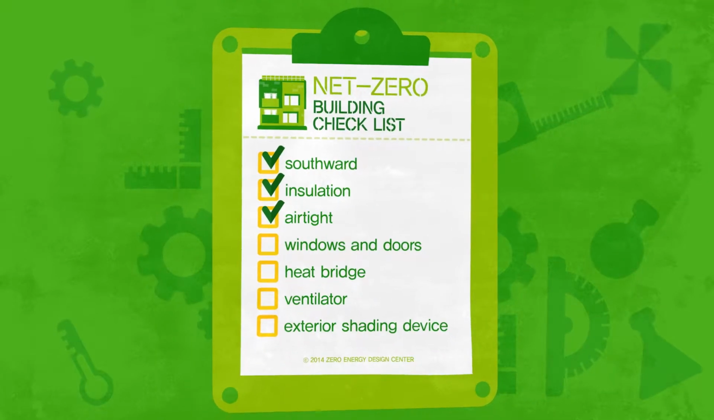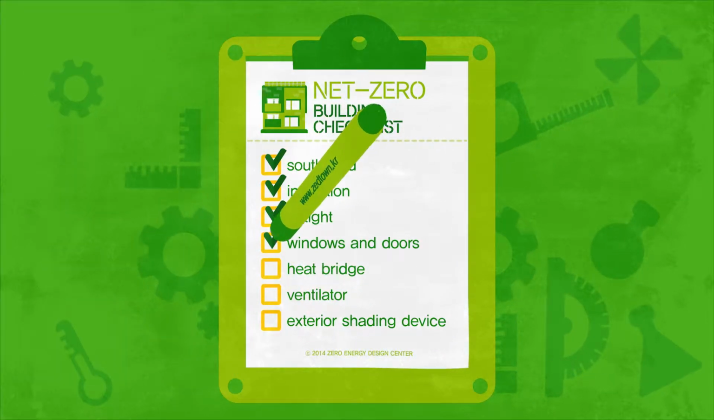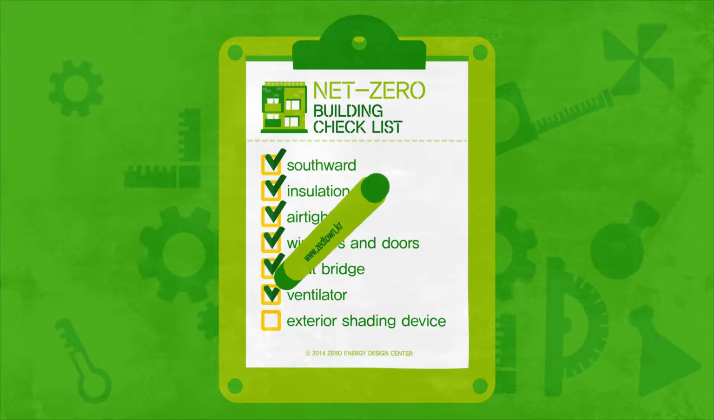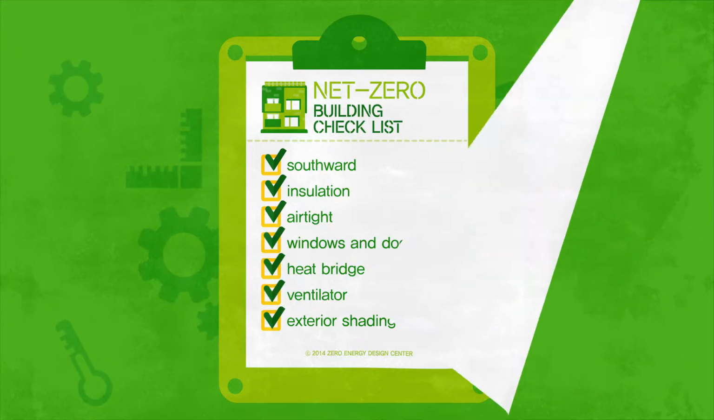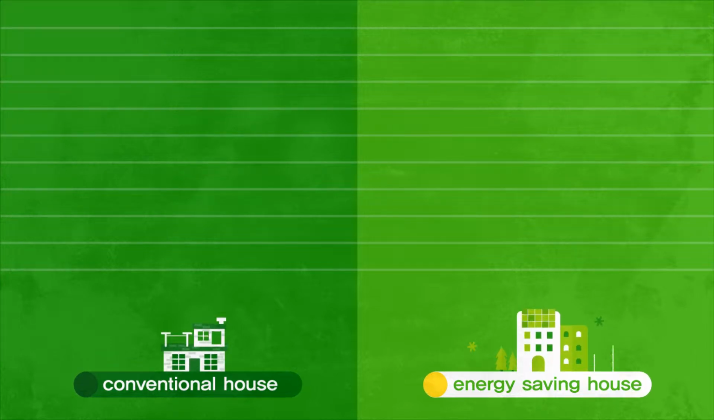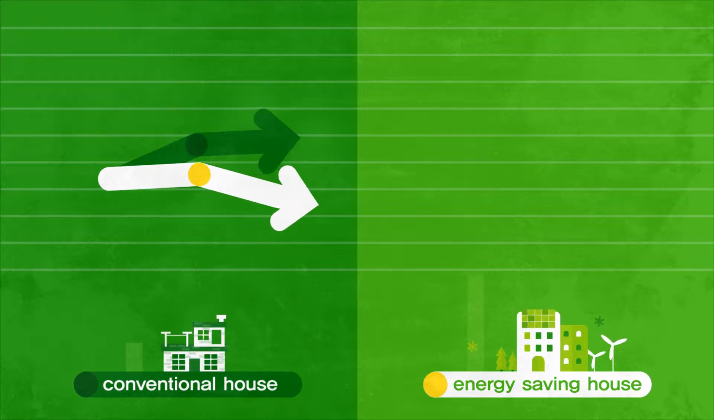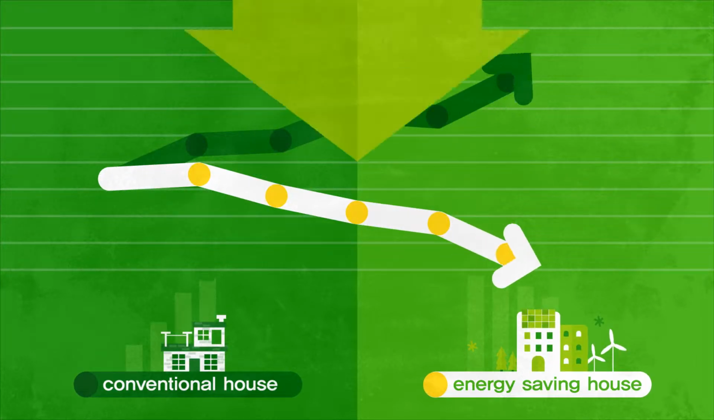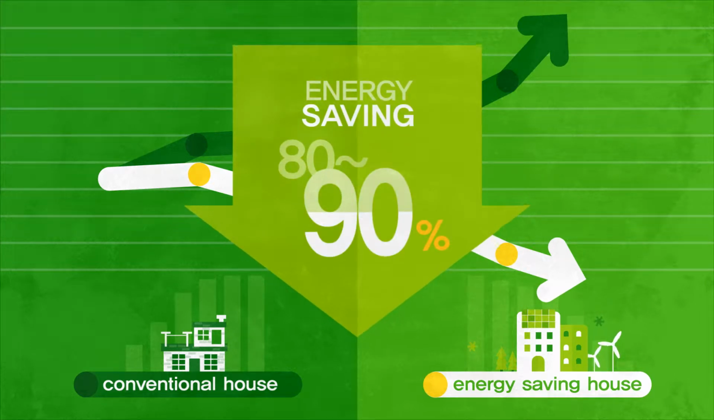In order to lower the energy consumption, we need to consider many energy-saving techniques from the design standpoint. Low energy-consuming houses designed with such consideration will be able to reduce the heating and cooling energy by 80 to 90% in comparison to a conventional house.